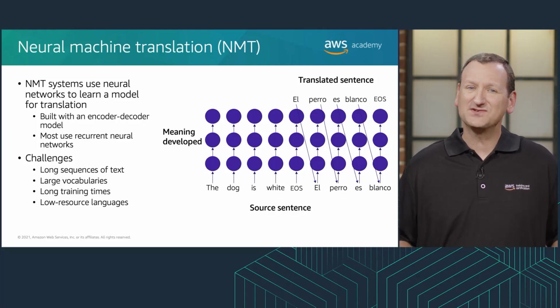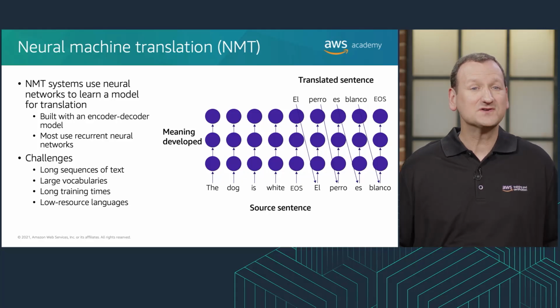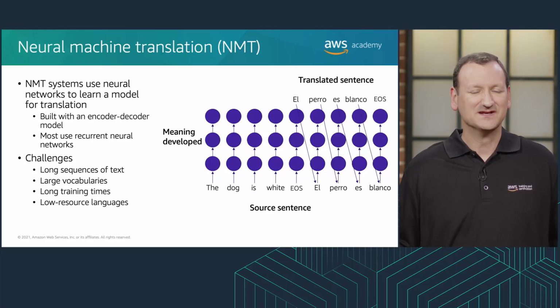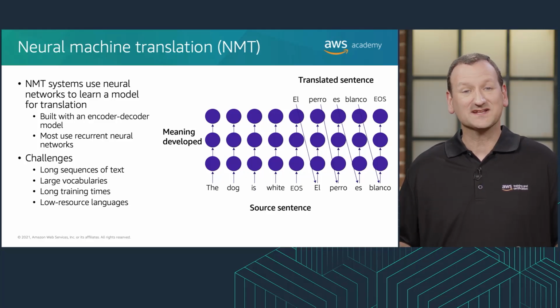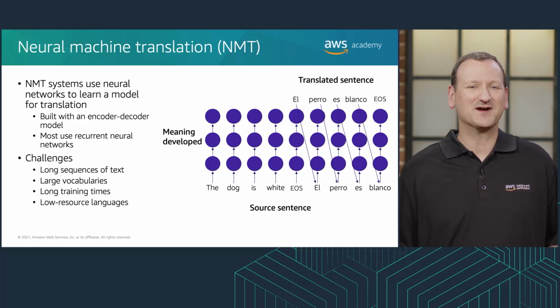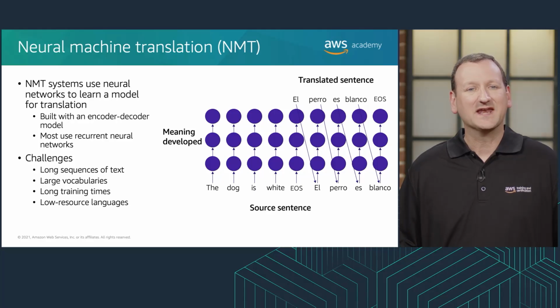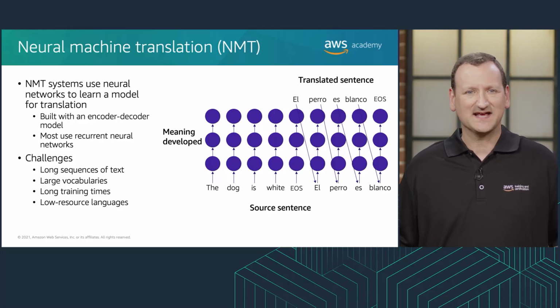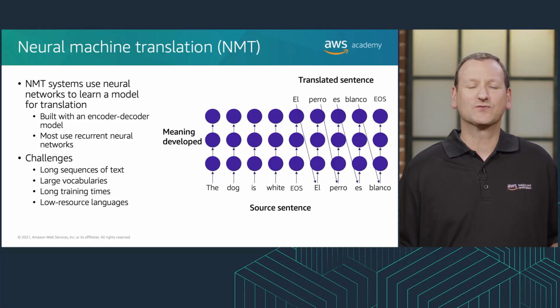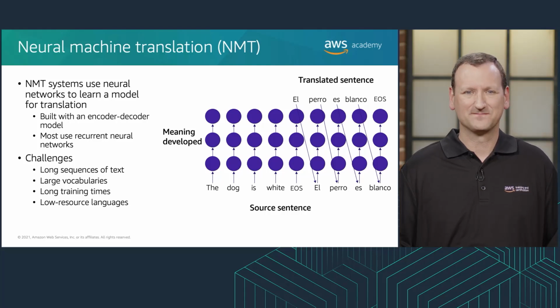There are, however, still several challenges. Long sequences of text, for example, very long sentences, can cause the network to forget the earlier part of the sequence. This can be mitigated by introducing an attention layer, which was discussed in Module 2. Next, large or specialized vocabularies are still a problem for NMT. NMT systems are resource intensive and require long training times. And finally, NMT systems still struggle to provide translations for low resource languages.